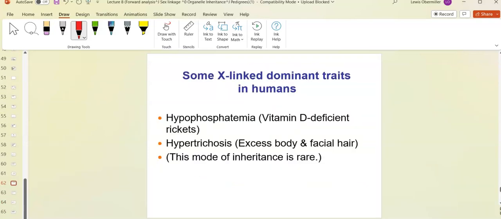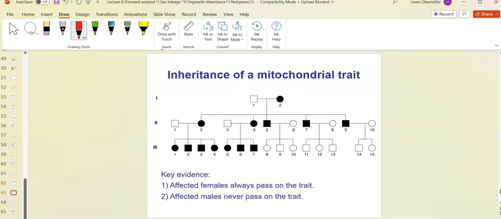So we talked about vitamin D deficiency that causes rickets, and hypertrichosis, which causes excessive body and facial hair, and you've probably seen examples of that. This mode of inheritance is very rare, but it still occurs occasionally.